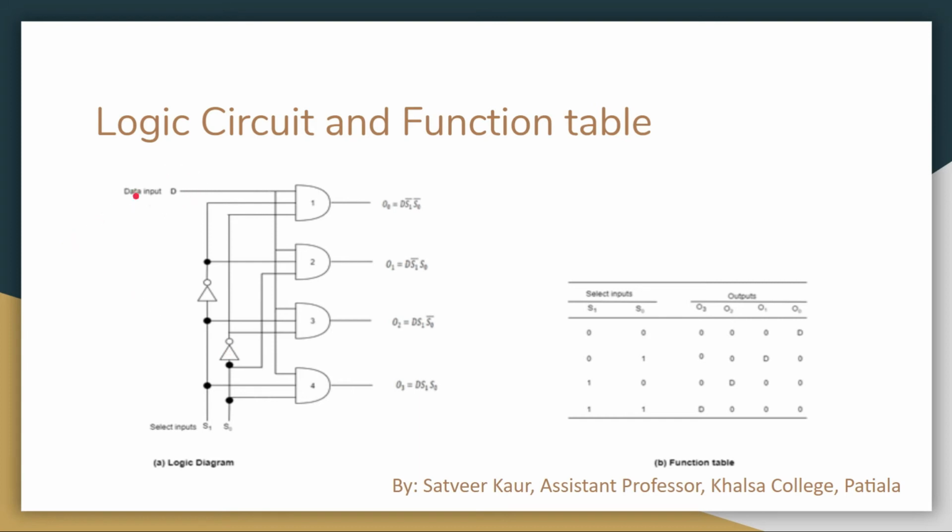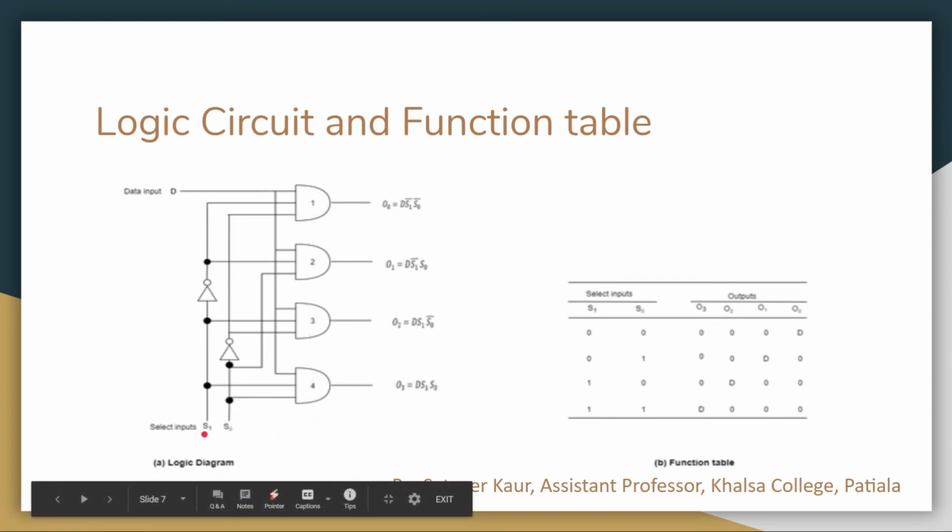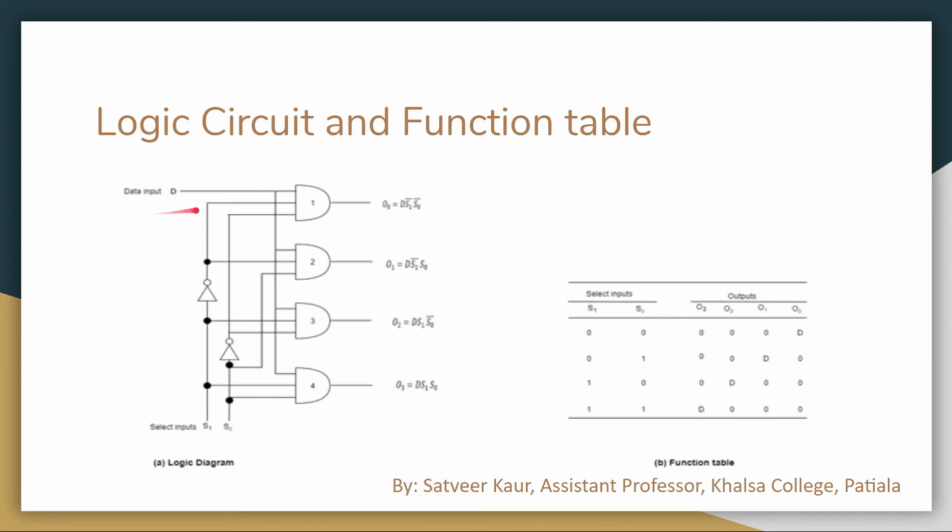Here is the data input. Data input is connected to all of the gates. There are 4 gates, as it is a one line to four line demultiplexer. So the data input D will be connected to all of these 4 gates, gate number 1, 2, 3 and 4. The select inputs are S1 and S0. According to the S1 and S0 bit combination, the output will be produced. Which gate will be activated, and which output will be produced, depends on the bit combination of S1 and S0.